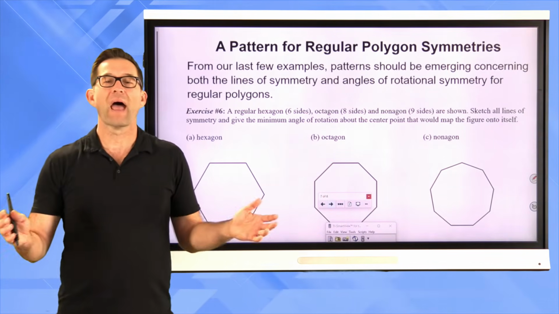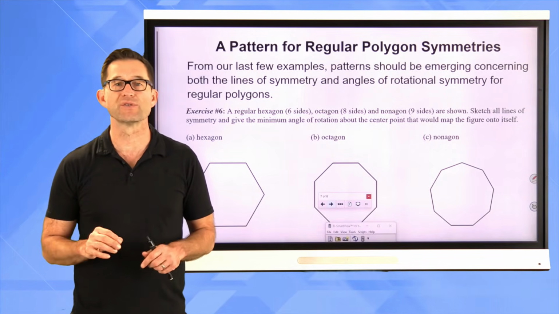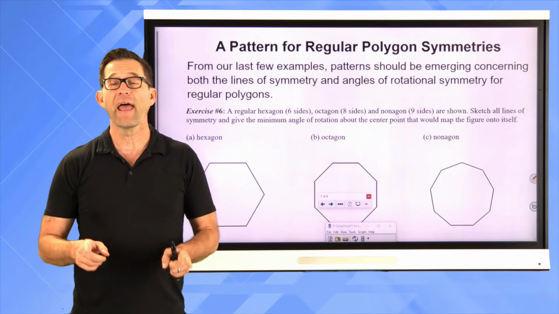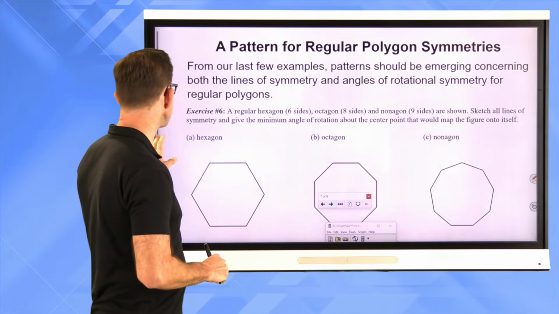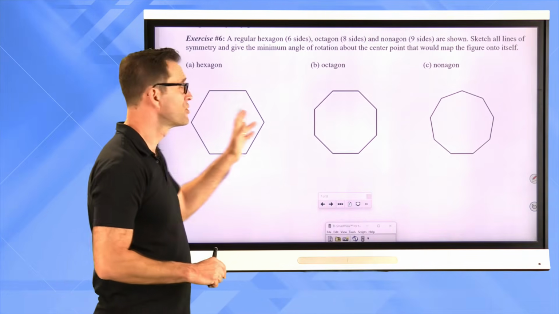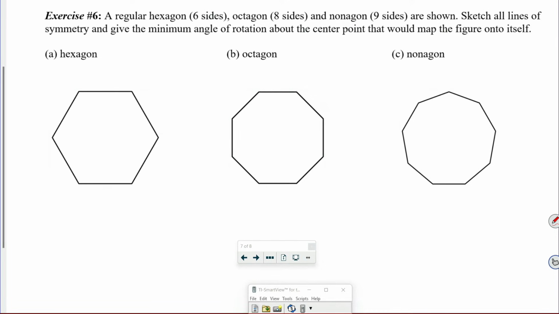Now, a pattern for regular polygon symmetries. From our last few examples, patterns should be emerging concerning both the lines of symmetry and the angles of rotational symmetry for regular polygons. So let's see if we can extend that now and figure out some of the symmetries of these other regular polygons. Exercise number 6. A regular hexagon, 6 sides, octagon, 8 sides, and nonagon, one of my favorite words, 9 sides, are shown. Sketch all lines of symmetry and give the minimum angle of rotation about the center point that would map the figure onto itself.